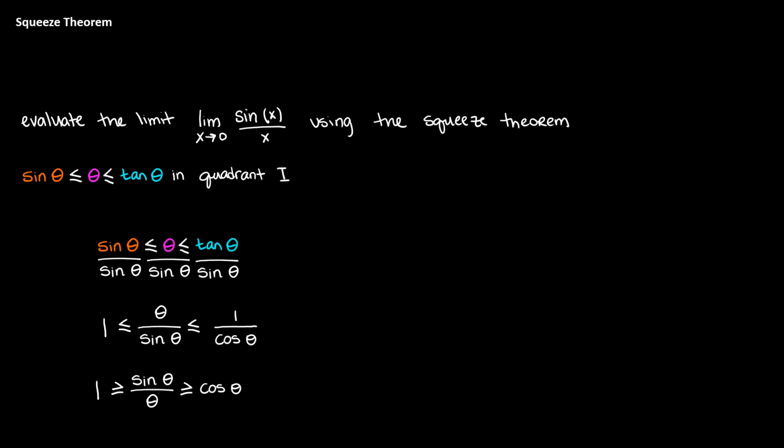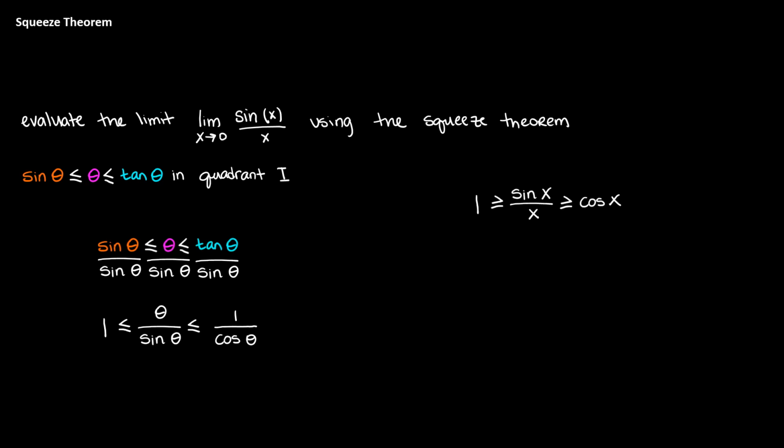Notice that all of our inequalities have reversed direction as well. You can always do this, flip the inequalities and reciprocate all of your terms. Now we have the inequality that we need to be able to use the squeeze theorem on this function sine x over x.